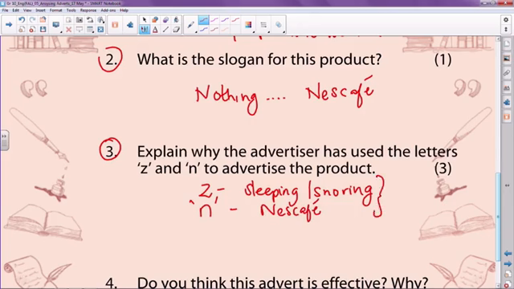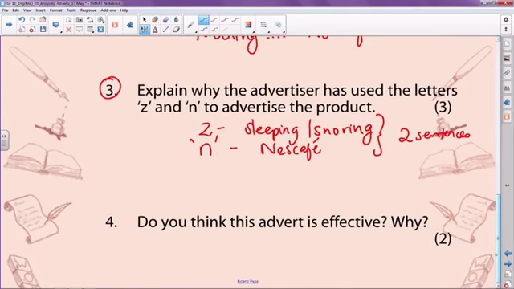Okay, so Nescafe solves the problem. So you would put that into probably 2 sentences. And then the last one, do you think it's effective and why? Now this would be completely up to you. All right, the why part is the important part because that is where, like I said, you substantiate.